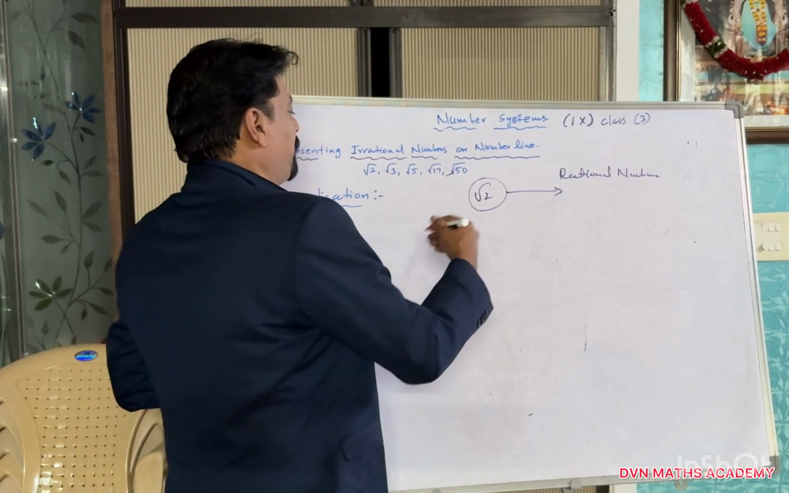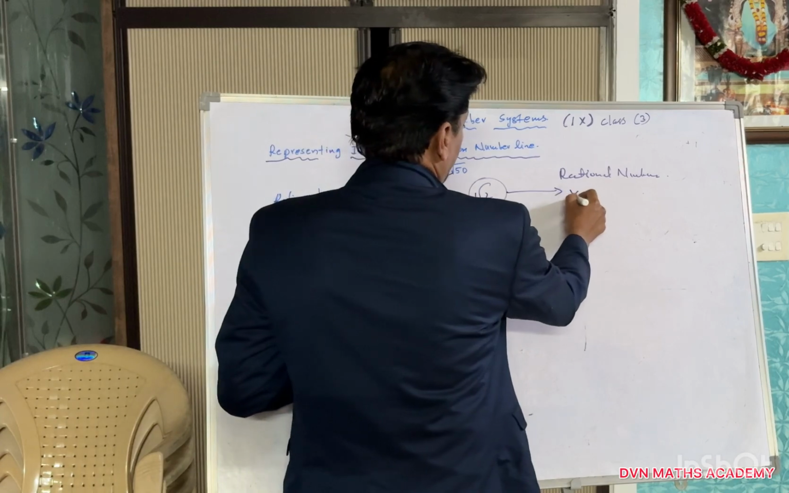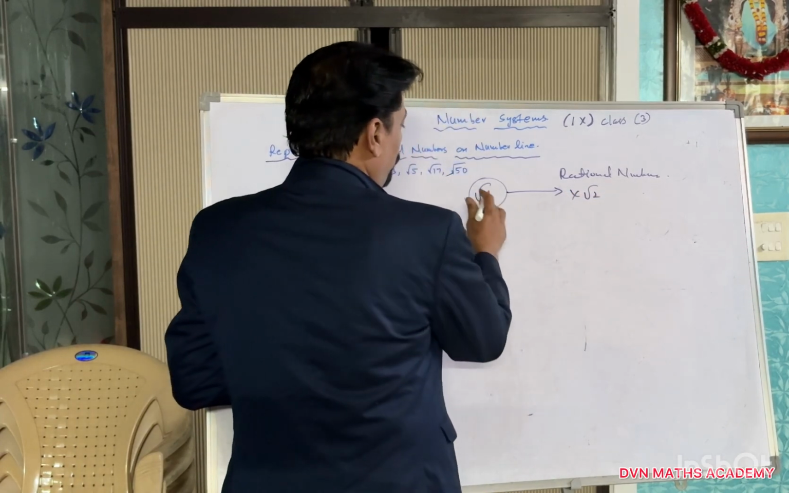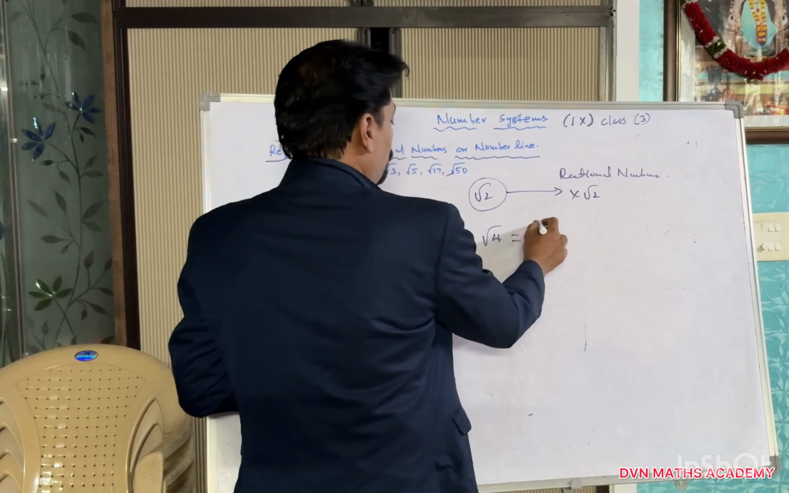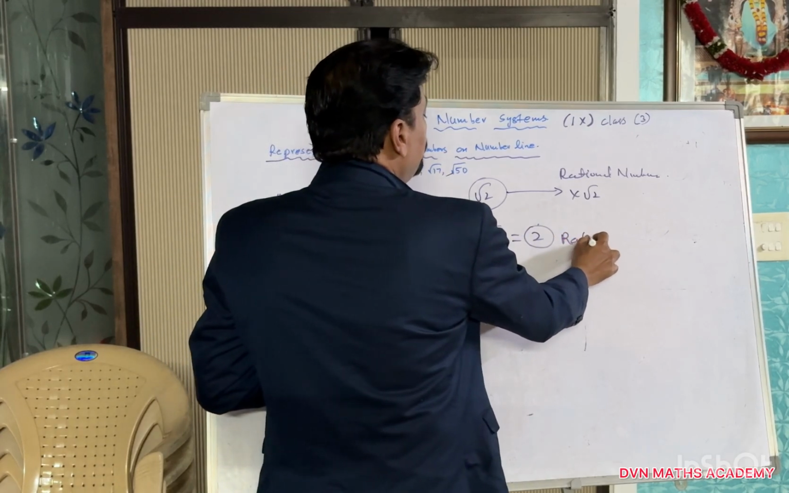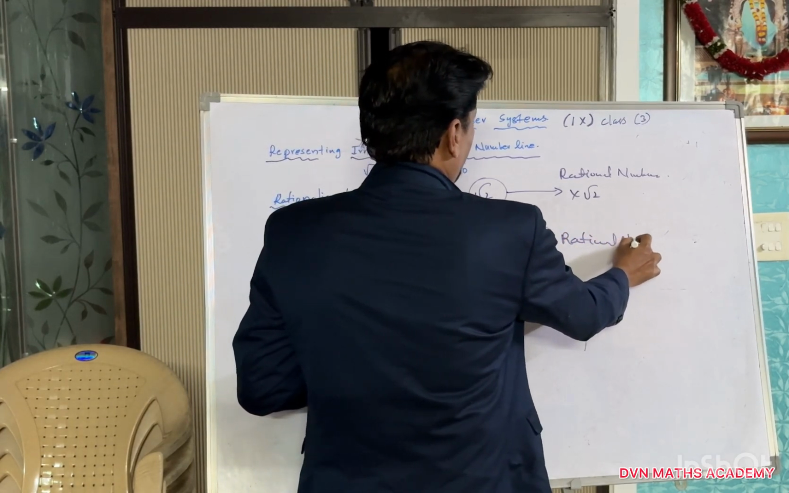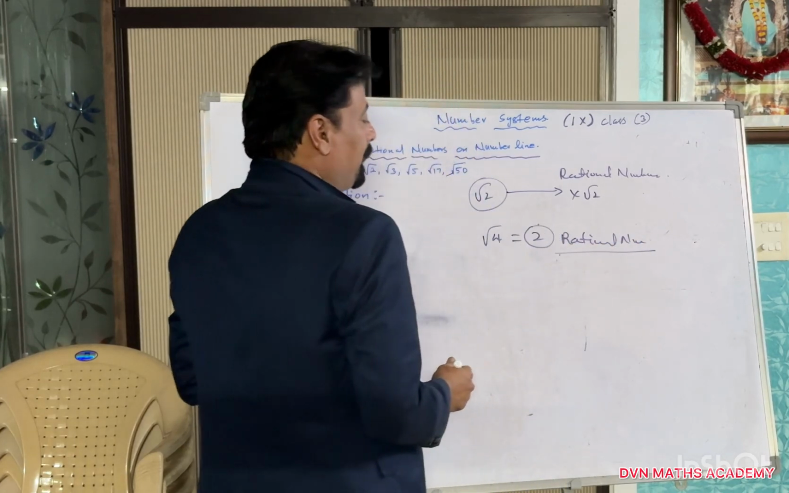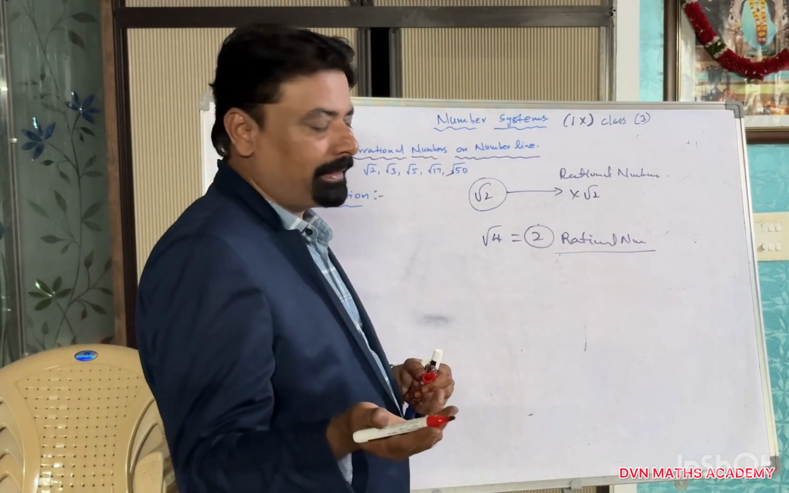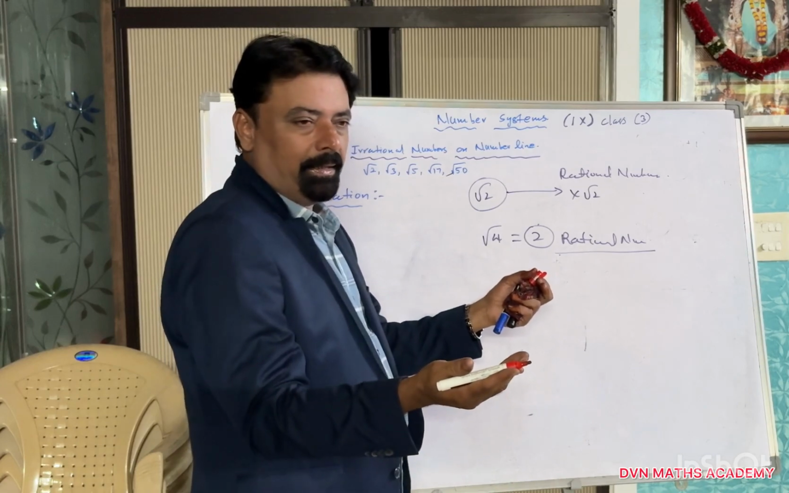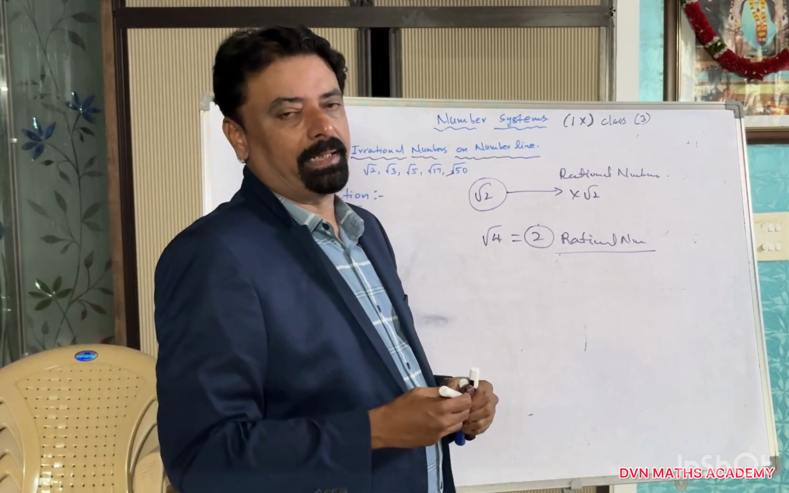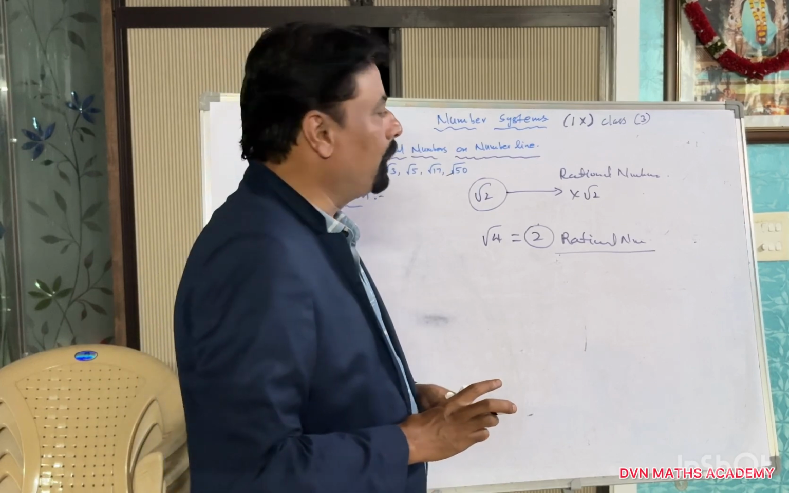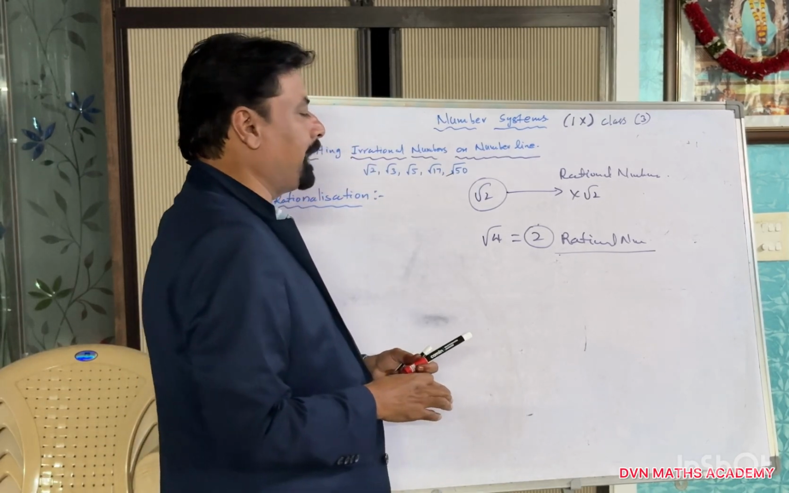For example, if I multiply root 2 with root 2, what happened? Root 2 into root 2 will become root 4, that value is 2. Therefore, it becomes a rational number. So, rationalization means you want to make the irrational into rational by multiplying or dividing by some values, is called rationalization. So, this is one of the important concepts.